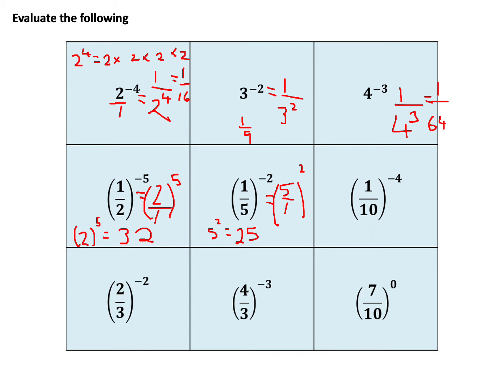Next one, 1 over 10 to the power of negative 4. So I flip this, I get 10 over 1 to the power of 4. So 10 to the power of 4 is going to be 10,000. It's 10 times 10 times 10 times 10. Well, 10 times 10 is 100, times 10 again is 1,000, times 10 again is going to be 10,000.